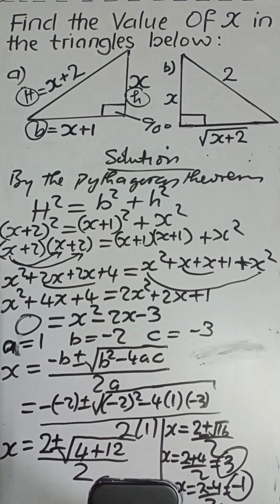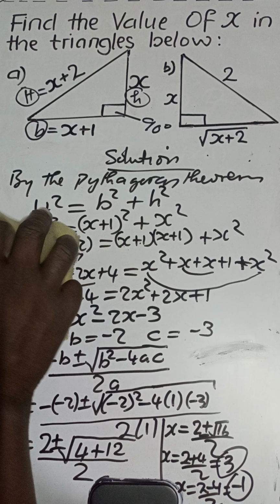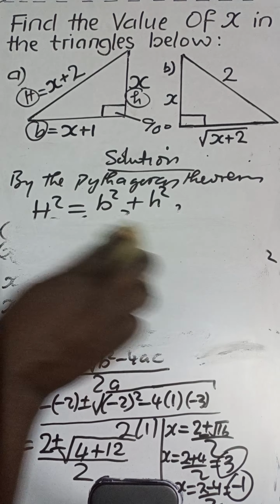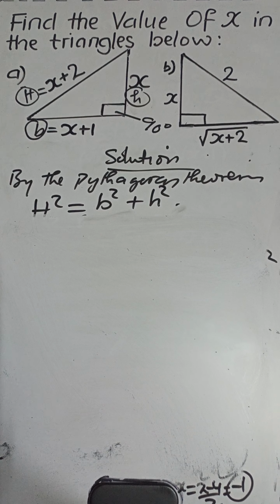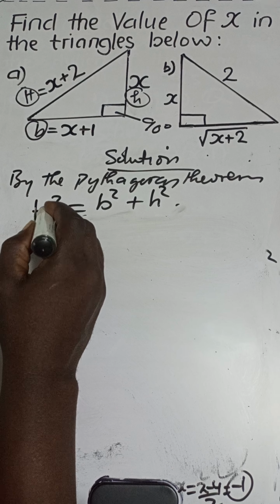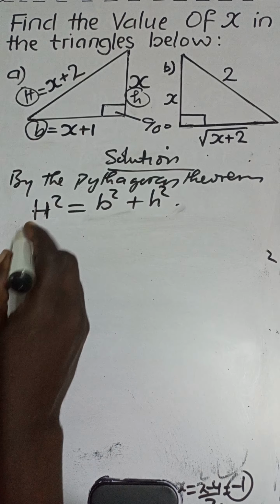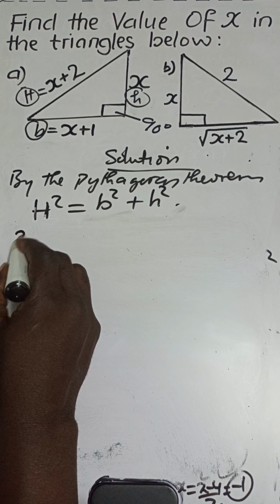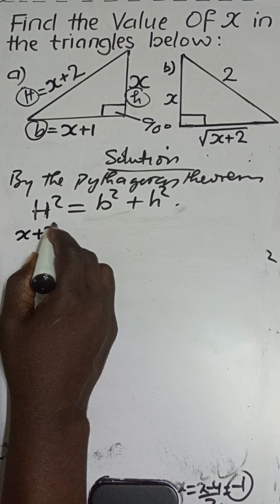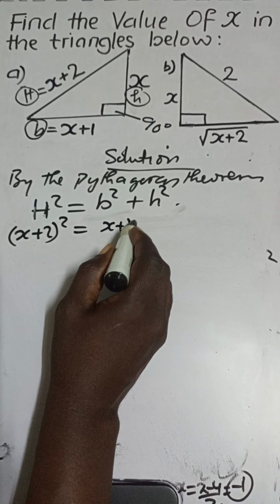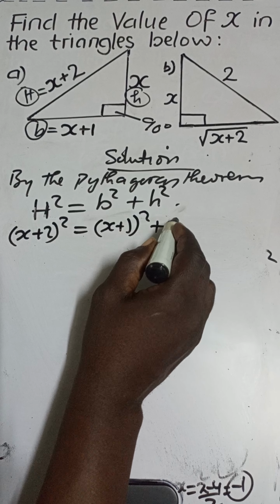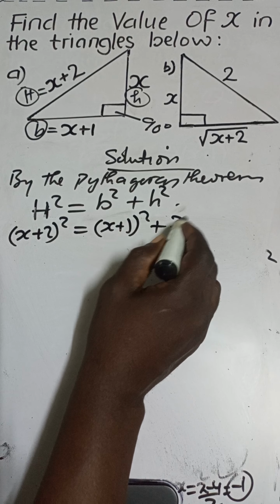Okay. Now we can always go ahead and check to see if it is correct. x equals 3 as our answer. Let us put it in our Pythagoras theorem and see if it is true. Now the left hand side is x plus 2 squared. Base is x plus 1 squared. Height is x squared. Now let's put the value of x there.